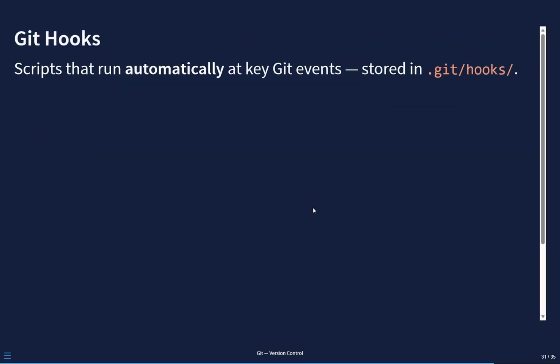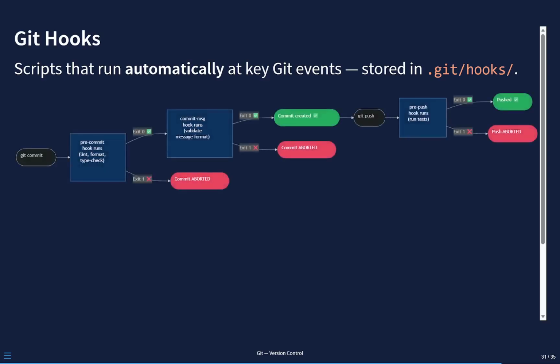Git hooks are shell scripts that run automatically at specific points in your Git workflow. They live in the .git/hooks/ directory and are not committed to the repository by default, which is why tools like pre-commit exist, so you can version the hook configuration. The flowchart shows the lifecycle for a git commit followed by a git push. When you run git commit, the pre-commit hook fires first. This is the ideal place to run your linter, formatter, and type checker. If the hook exits with code 0, success, Git proceeds. If it exits with anything else, the commit is aborted. You fix the issue and try again.